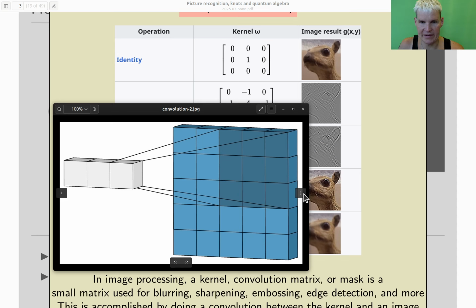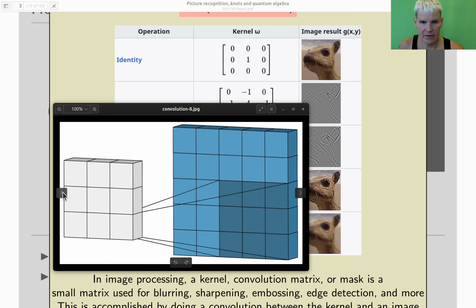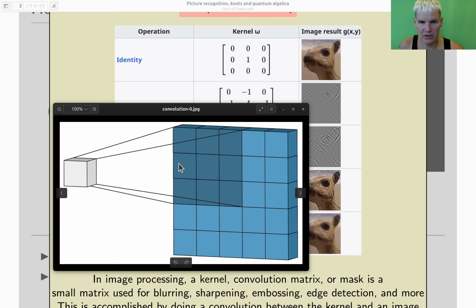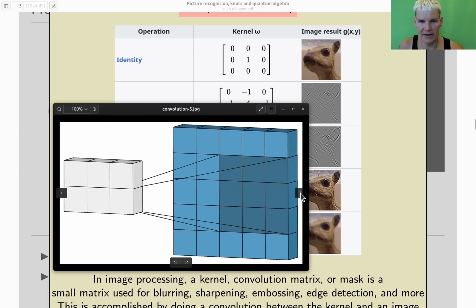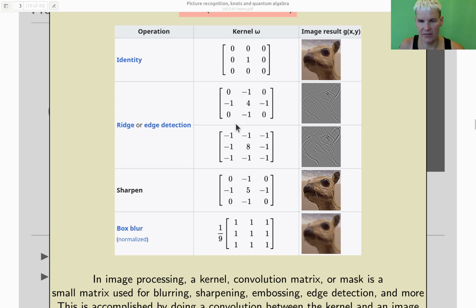And then you just slide it over and create a new thing. So you now have 9 entries created by taking this little block and taking whatever this entry is times this entry, whatever this entry is times this entry, and so on. Take the sum of that, and it slides over and creates a new picture out of an old picture. And here are some examples, right?